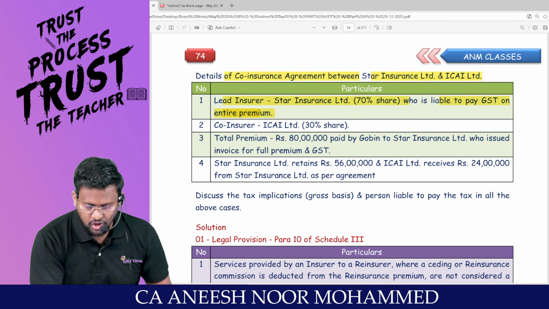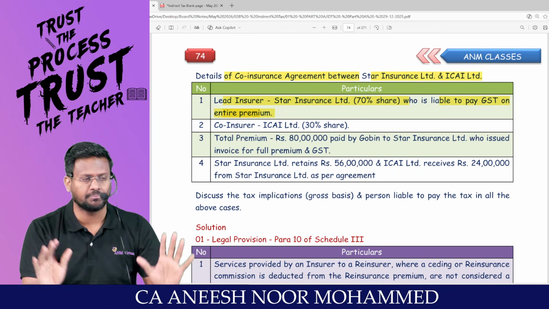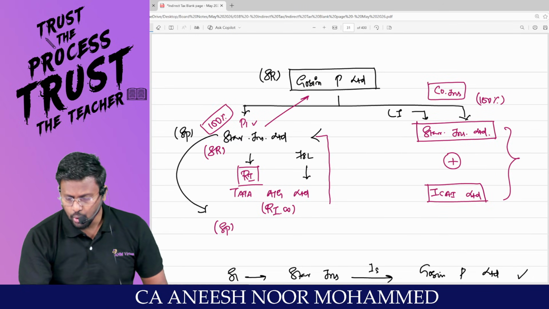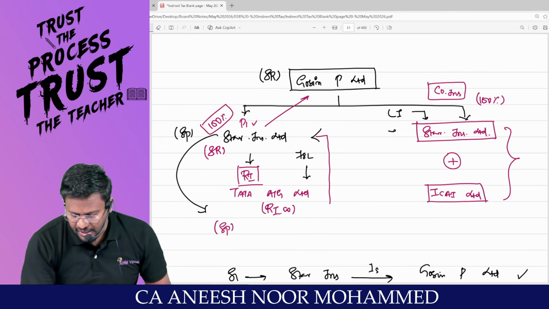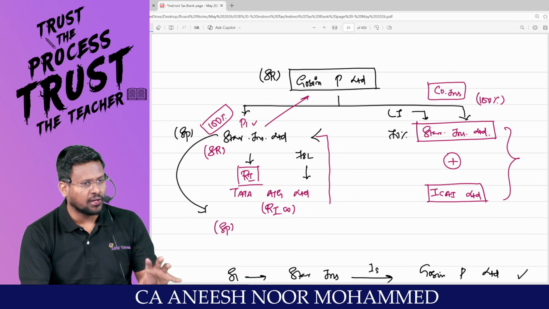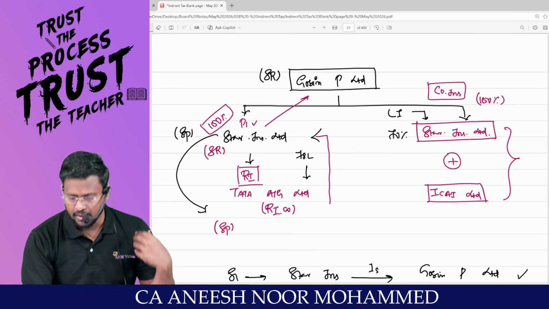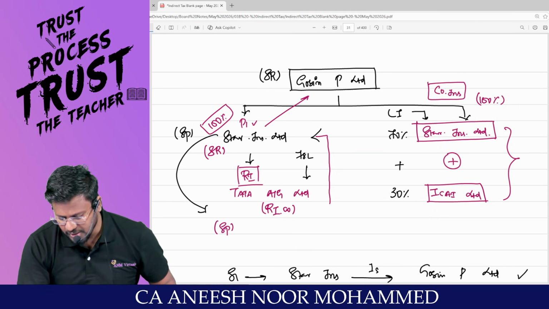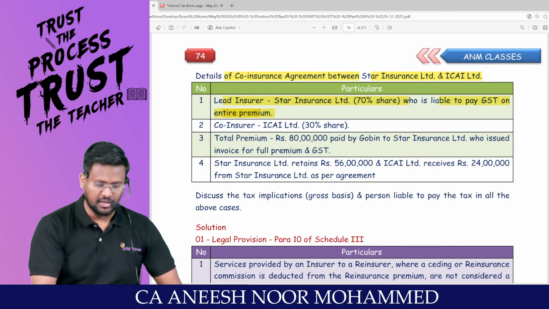Who's liable to pay GST on the entire premium? That means out of policy number 2, 70% of the risk will be handled by Star. Remaining 30% will be handled by ICAI Limited. Are you all really with me?